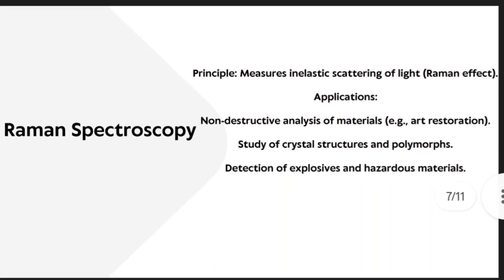The next technique is Raman spectroscopy technique. Principle here is it measures inelastic scattering of light, also termed as Raman effect. Applications are non-destructive analysis of materials can be done with it, like art restoration, or crystal structures and polymorphs can be effectively studied. It is also helpful for detection of explosives and hazardous materials.